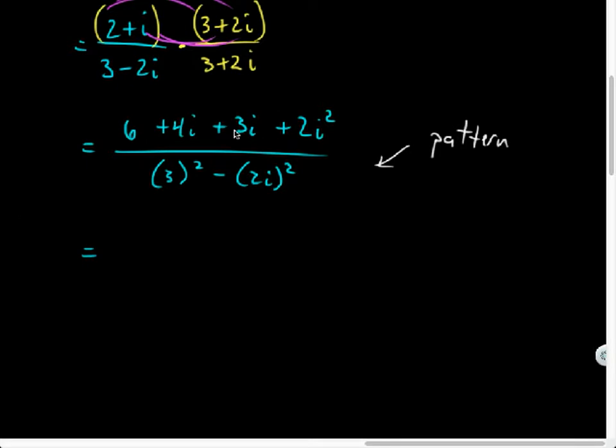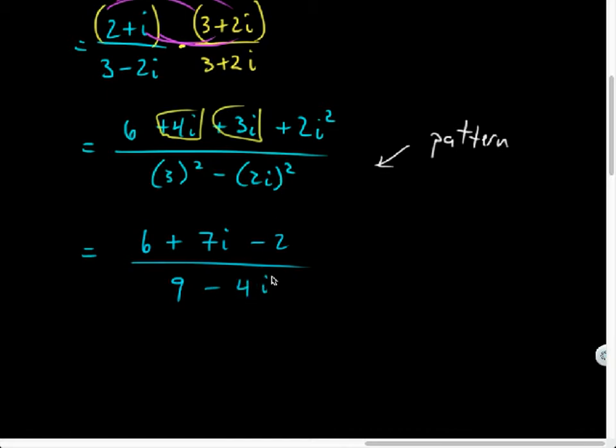Let's simplify this numerator. Looks like 4i and 3i. i squared, you might remember, is -1. I'm going to take my time up top because I know I've got multiple steps in the bottom. So 2i squared is the same as -2. I almost wrote i there. 3 squared is 9, and minus 2 squared is 4, i squared.